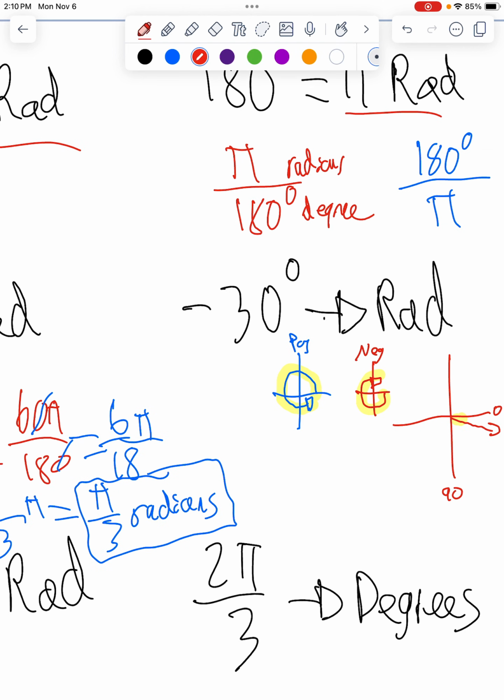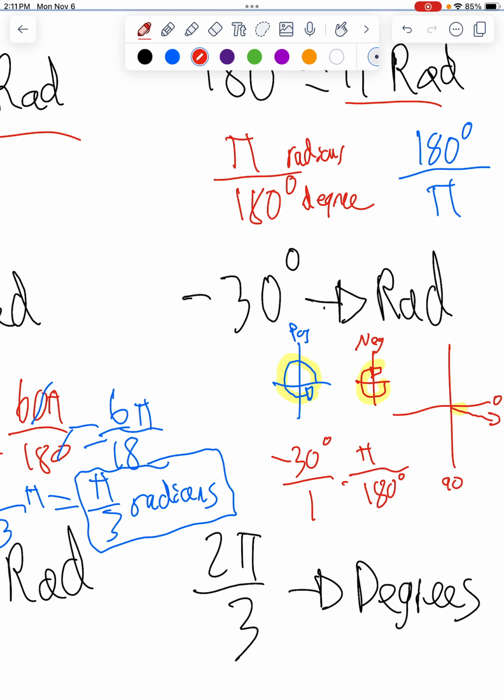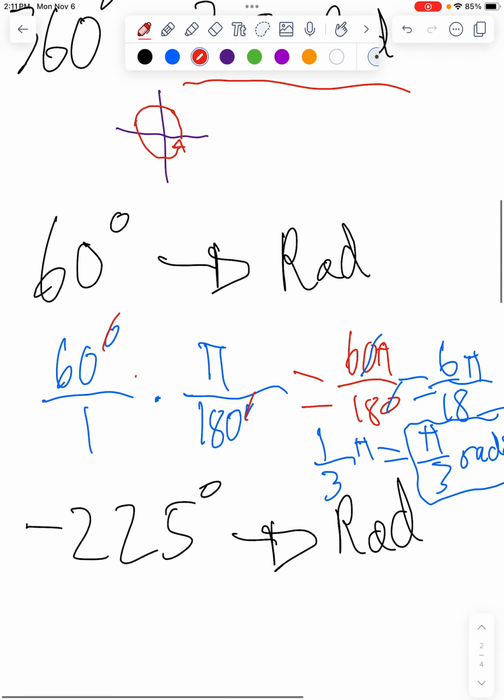Set up my equation: negative 30 degrees over 1. Put degrees on the bottom, put pi radians on the top. So I really have negative 30 pi over 180, which is negative 3 pi over 18. If I divide by 3, that's going to give me negative pi over 6. So my final answer is negative pi over 6 radians.